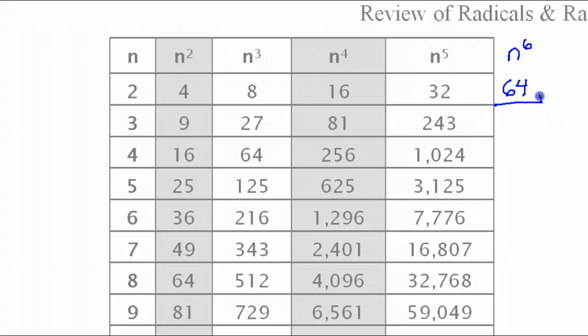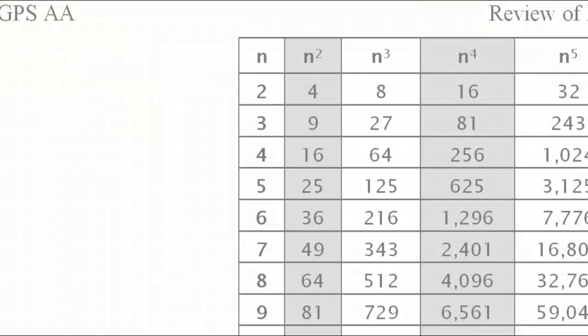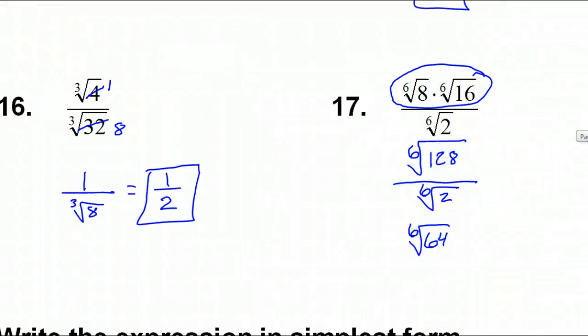So I don't know what to tell you about that not being on the chart. But the reality is the sixth root of 64 is 2. Whoops. So that is the final answer.